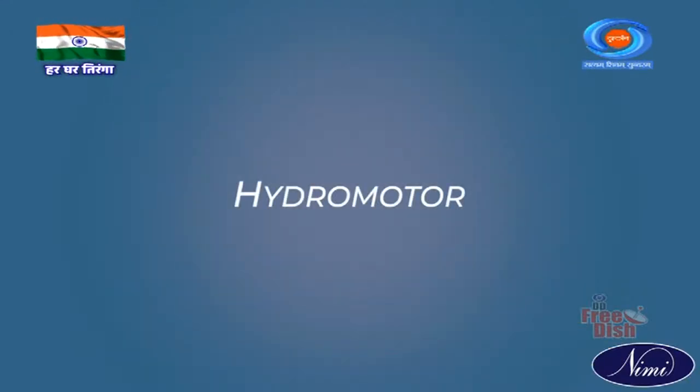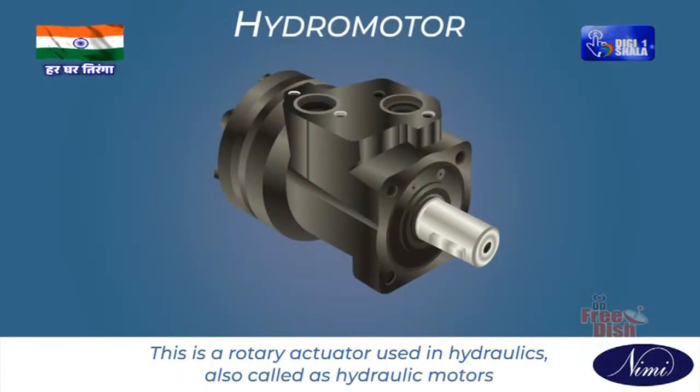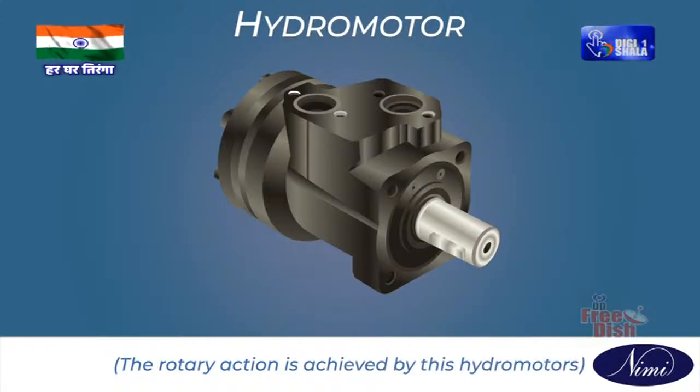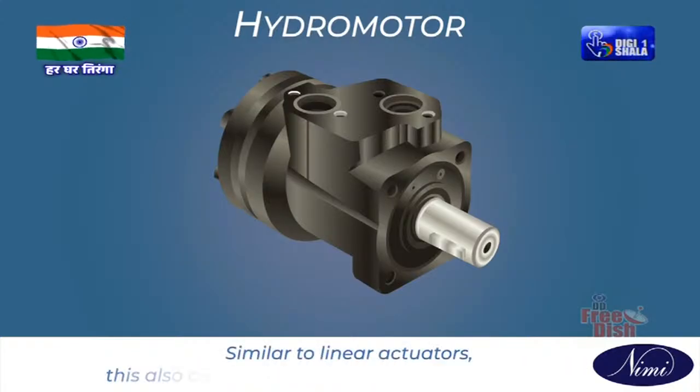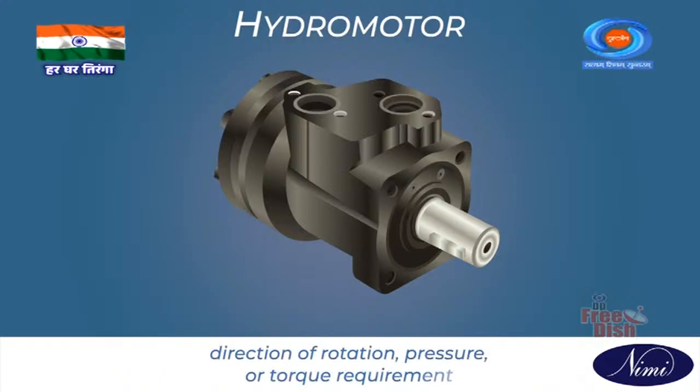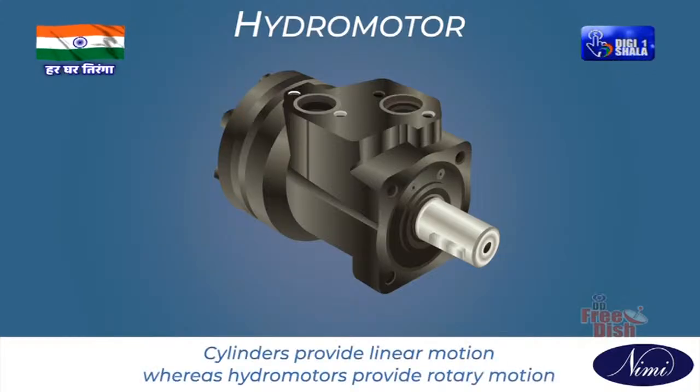Hydromotor. This is a rotary actuator used in hydraulics, also called hydraulic motors. This is very useful when a rotary motion is required. The rotary action is achieved by these hydromotors. Similar to linear actuators, this also can be controlled in terms of displacement, direction of rotation, pressure or torque requirement. Cylinders provide linear motion whereas hydromotors provide rotary motion.